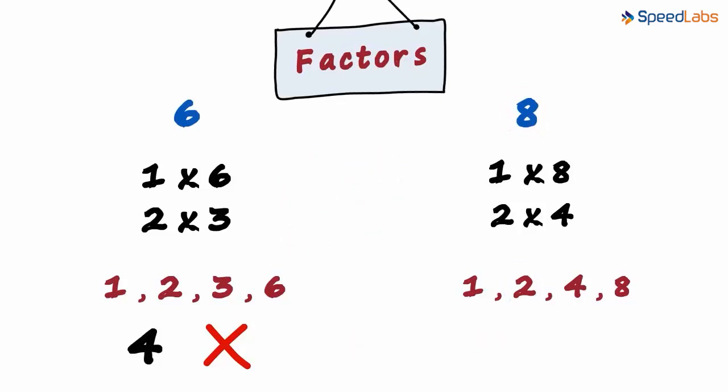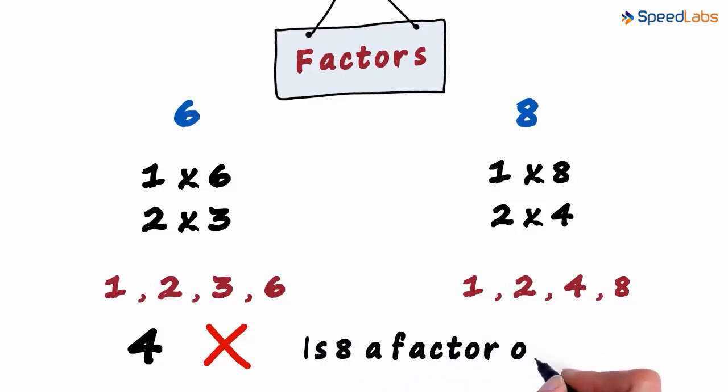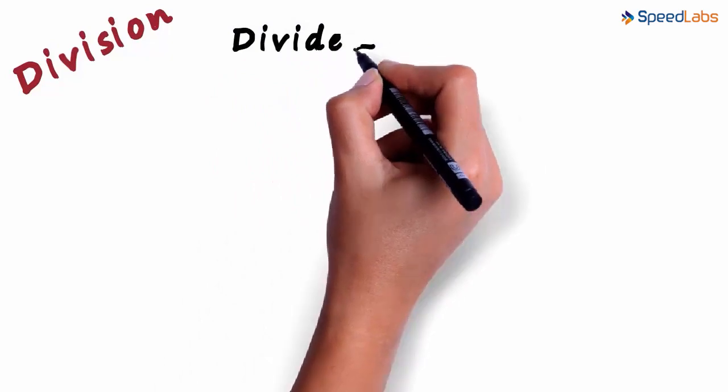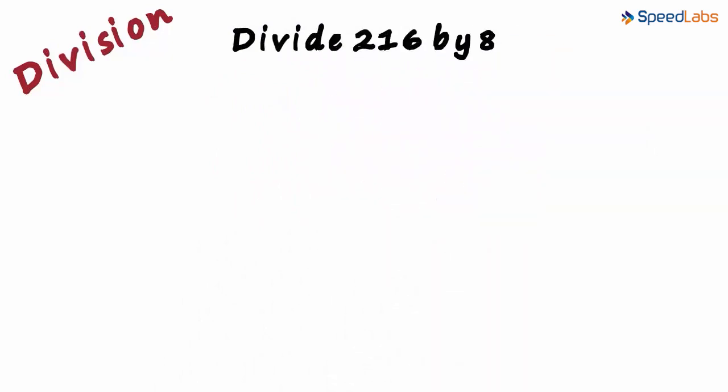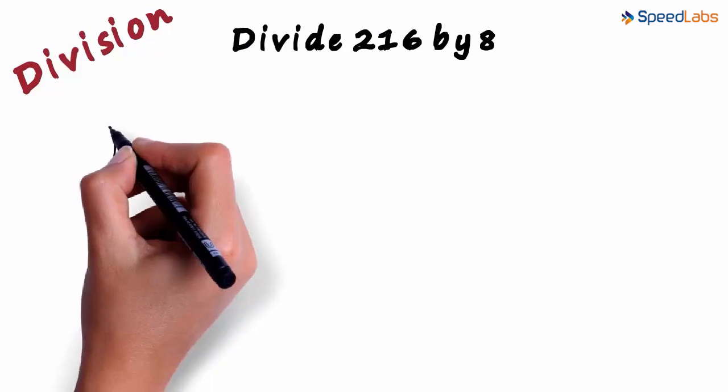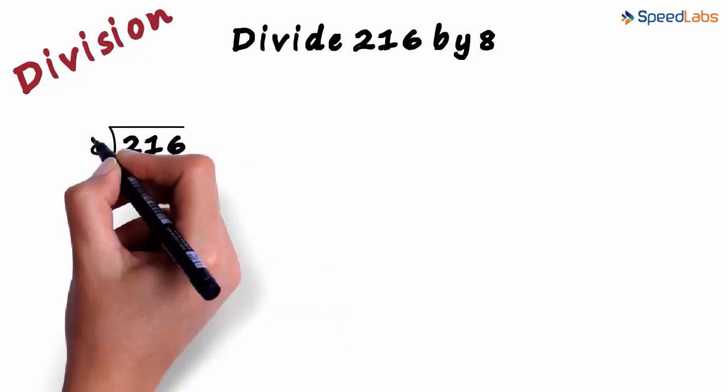How does this help us? What if we want to know whether a number is a factor of another number or not? For example, if we want to know whether 8 is a factor of 216, what would you do? This is where division helps us. All we need to do is divide 216 by 8. After the division, if we get the remainder as 0, we can say that 8 is a factor of 216. So let us divide 216 by 8.